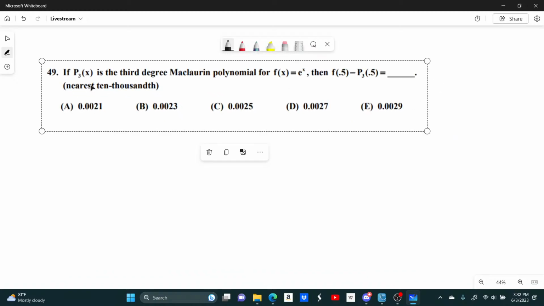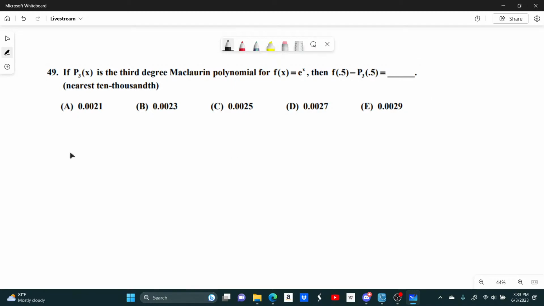All right, so 49. If P3 of x is the third degree Maclaurin polynomial for f of x equals e to the x, then f of 0.5 minus P3 of 0.5 equals what? Okay. So for those of you that don't know, a Maclaurin polynomial is basically just a way of using derivatives to approximate functions. I mean, that's like long story short. It's used to approximate functions that otherwise are just annoying to work with.